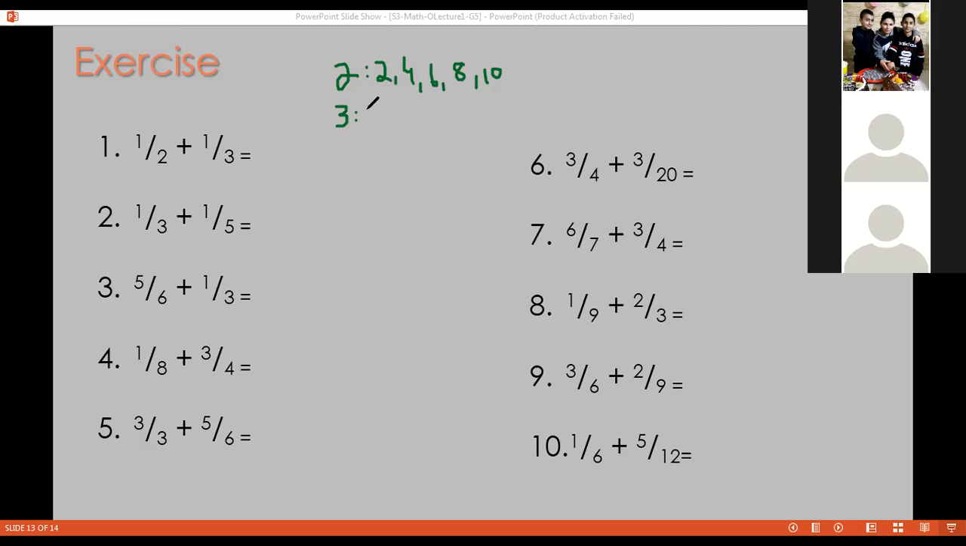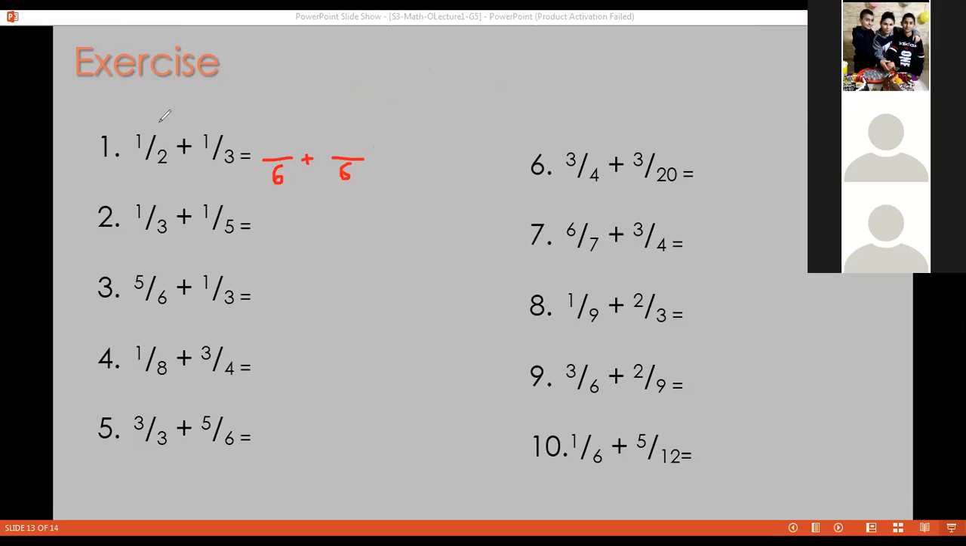What are the multiples of 3? 3, 6, 9, 12. I will stop immediately because I already found the common multiple, right? Yes, 6. So the common multiple is 6. That means both fractions should be over 6.